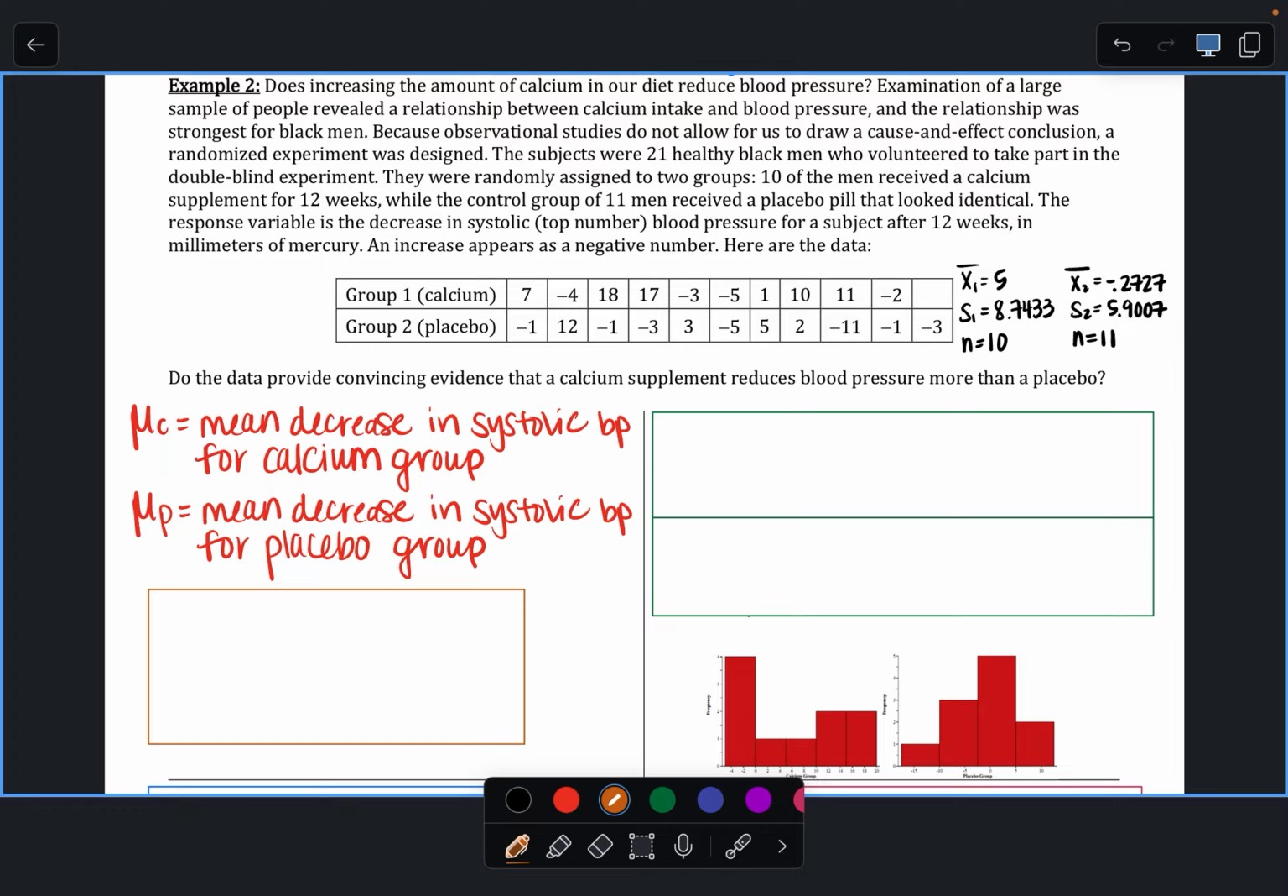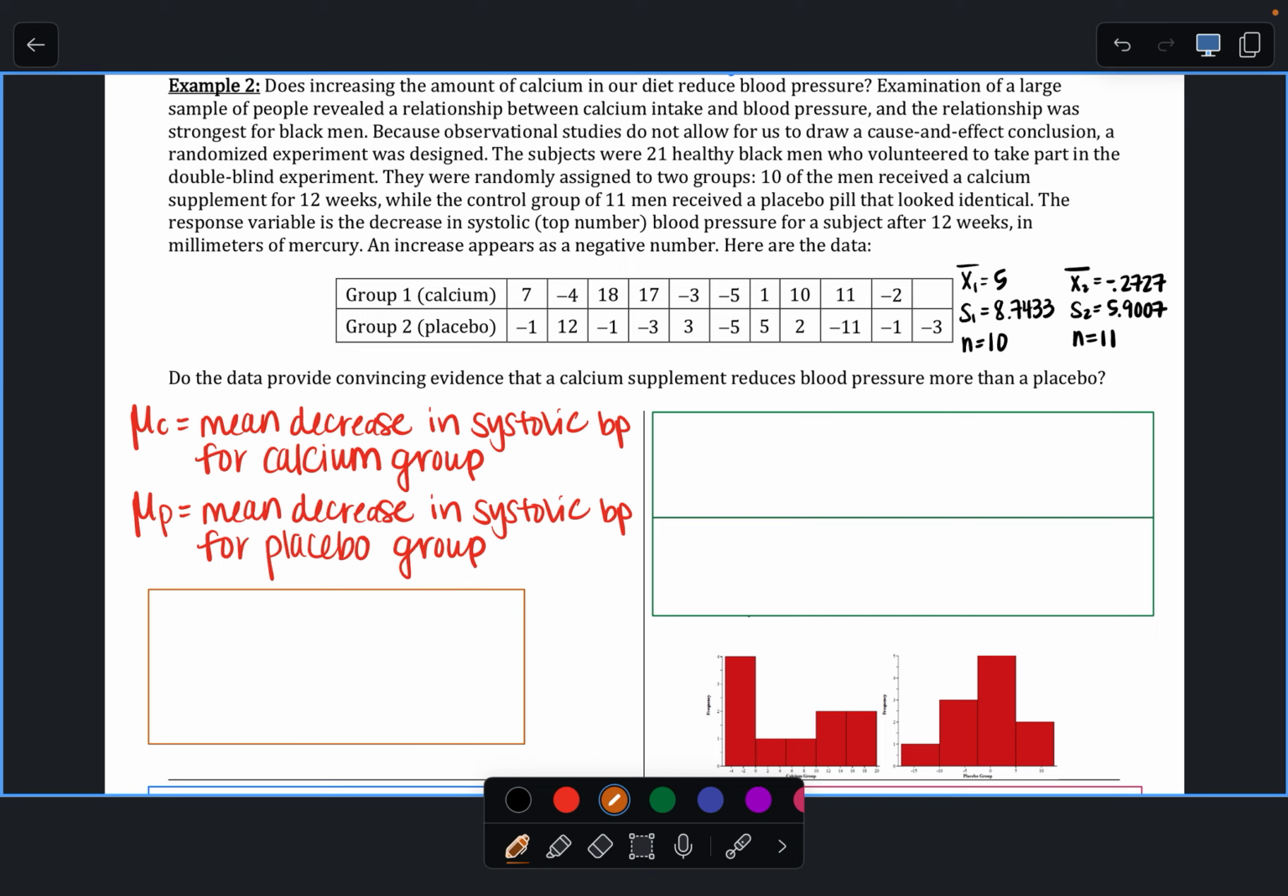Because it is an experiment, we just cannot generalize it. They were randomly assigned to 2 groups. 10 received calcium and the other 11 received a placebo. The response variable is the decrease in systolic blood pressure for a subject after 12 weeks in millimeters.